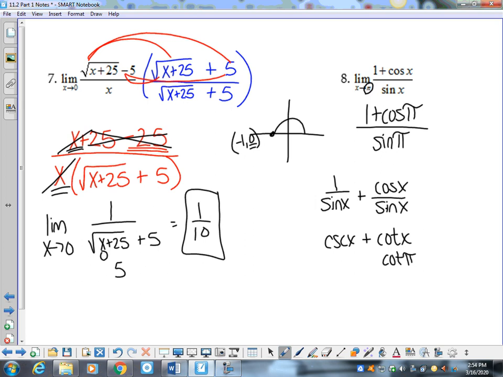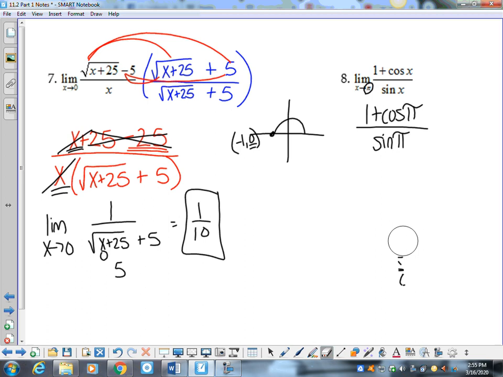Cotangent, do you remember where its asymptotes are? Cotangent's asymptotes are at 0, pi, and 2 pi. So is this okay? No, because cotangent has an asymptote at pi. I cannot do cotangent of pi. So pulling it apart does no good. Okay, back to the drawing board.